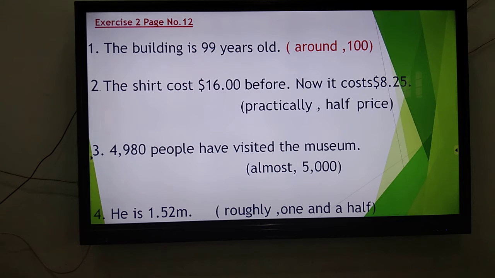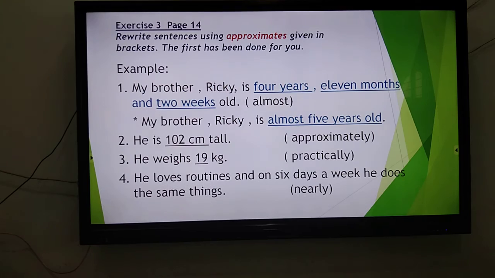Number 3, 4,980 people have visited the museum. That means almost 5,000. We are only 20 people short of 5,000, and that is why we have taken 5,000. Number 4, he is 1.52 meters tall. So what we need to use are roughly and 1.5. Why? Because it is 1.5. I'm sure this is not very difficult. See the next two sentences.